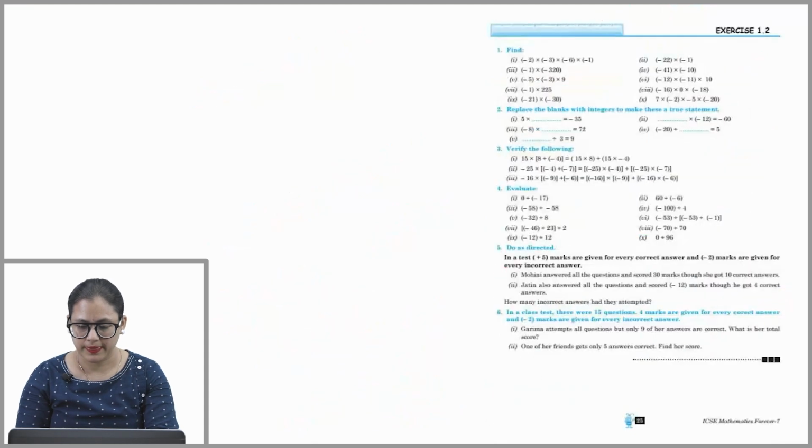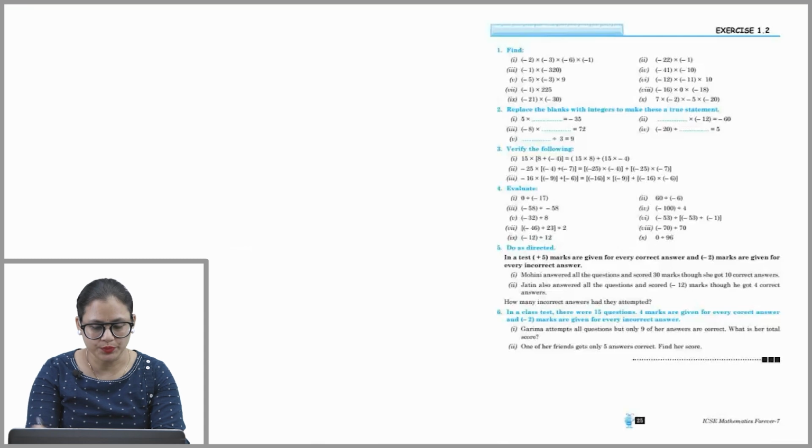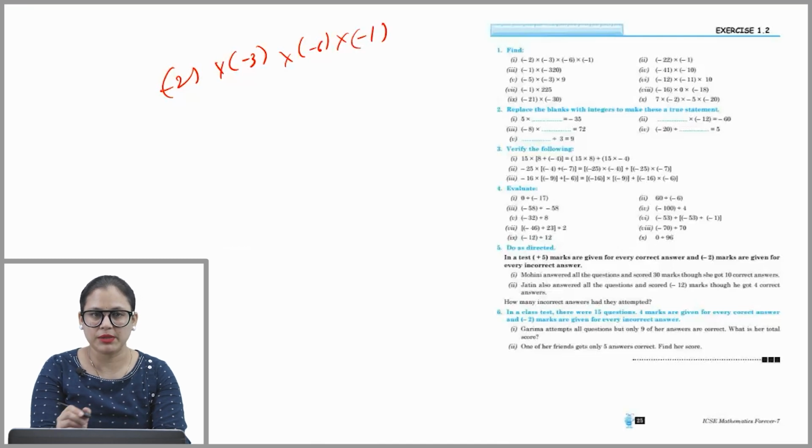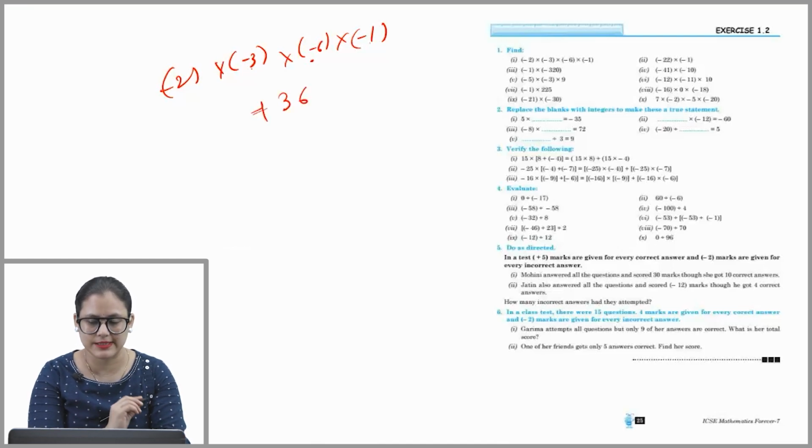Okay. Exercise 1.2. Find minus 2 into minus 3 into minus 6 into minus 1. Okay. Multiply, but before multiplying, let's count the number of negative integers. 1, 2, 3, 4. Okay. It's an even number. That means the product will be positive. 2 into 3 is 6. 6 into 6 is 36. And 36 ones are 36. So, plus 36. Right?